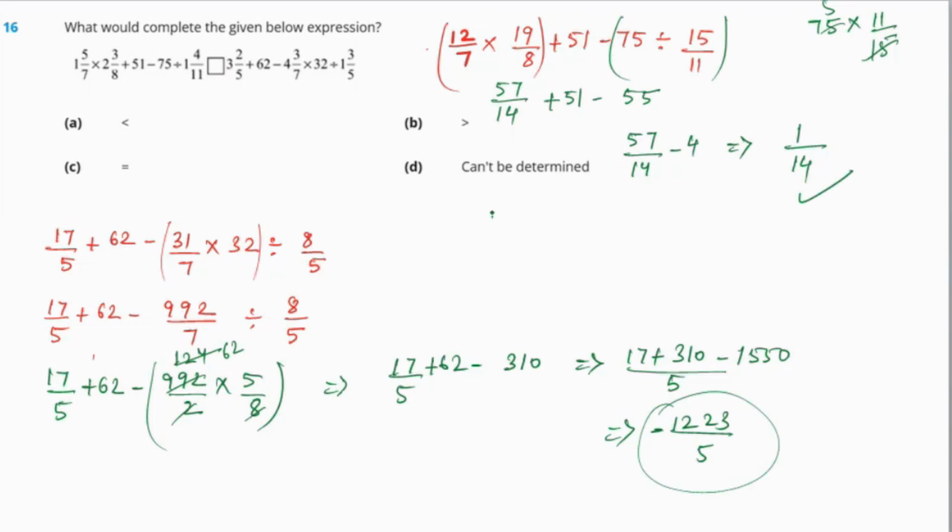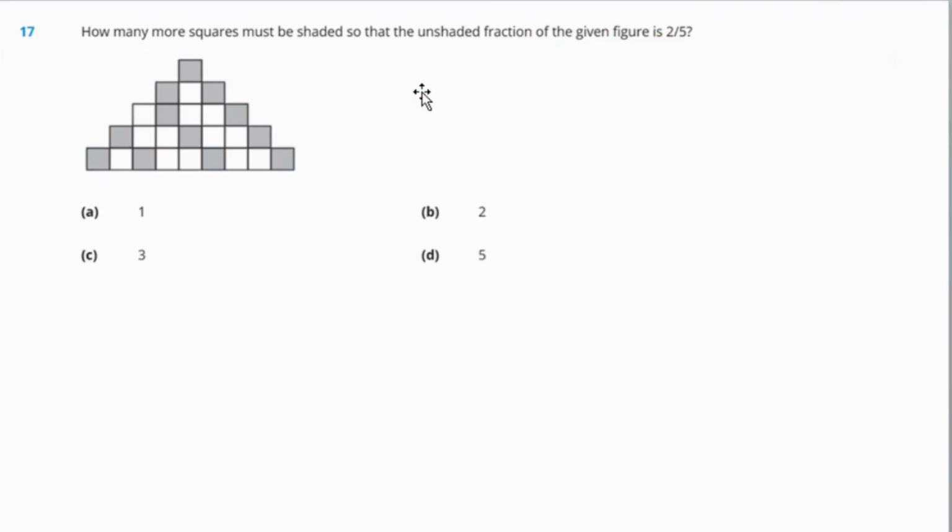So if we compare both of them, like 1 by 14 and this thing, what we are getting in a negative, so definitely the positive one will be the bigger one. So option B will be the correct answer. Okay, now we are moving towards our next question.